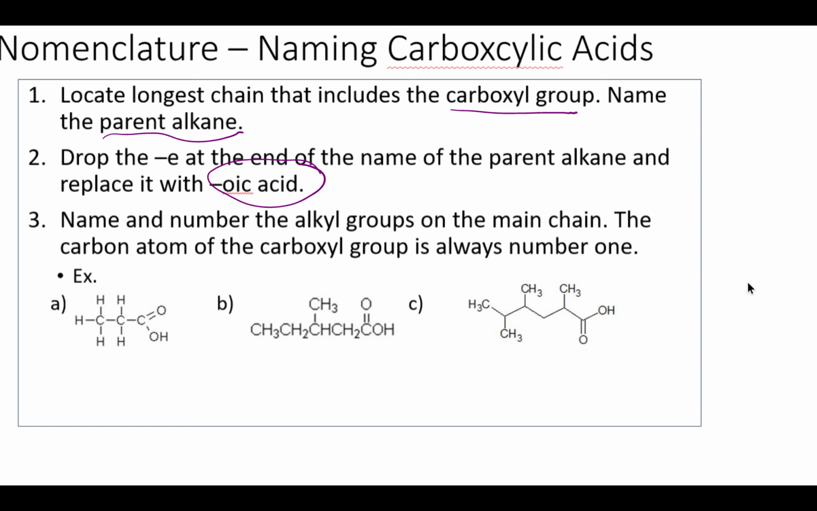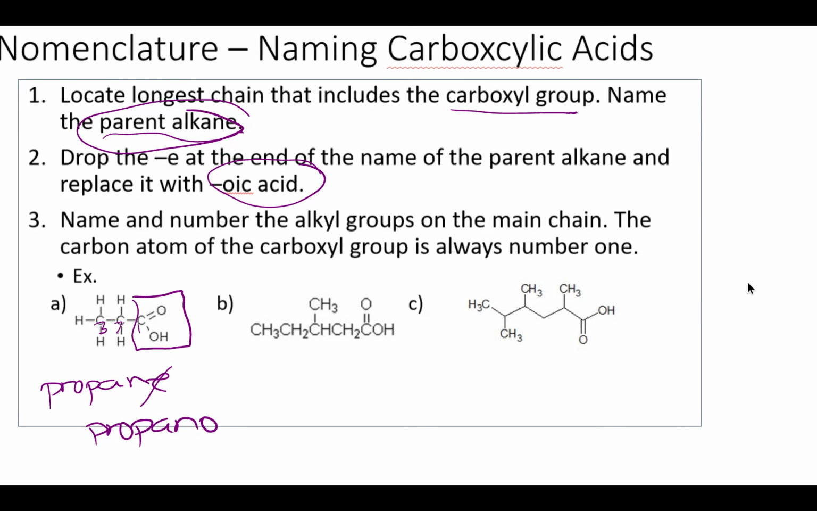So taking a look at the first one, again, we would recognize that this is the functional group that makes it a carboxylic acid. Carbon is double bonded to oxygen, single bonded to an OH group, and this carbon would be carbon 1, and then you have carbon 2, carbon 3. So if we named the parent alkane, it would be propane, but then the rule is drop the E and add oic acid. So this is propanoic acid.